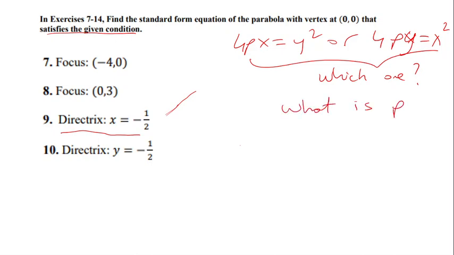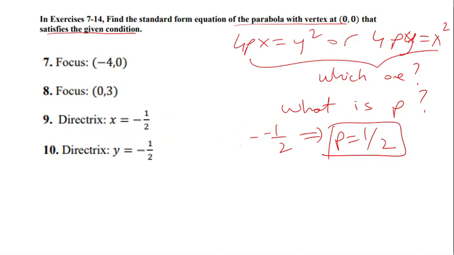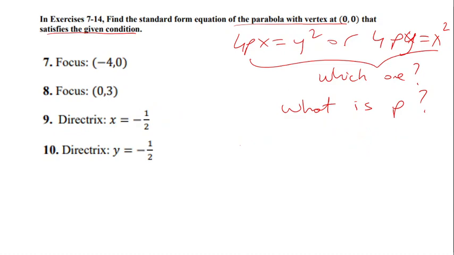The other thing is this: what is p? Always remember this. If the directrix is given to us for a parabola with vertex (0, 0), and the directrix is negative, it's always negative p. So you can say negative p will be equal to negative 1 over 2, so p is 1 over 2. You can tell this one first. Another way of doing this is drawing it.